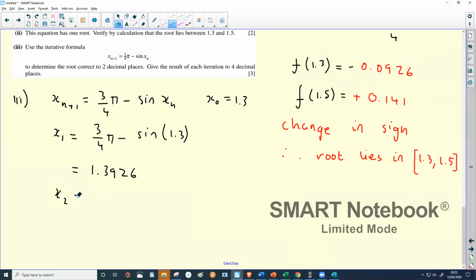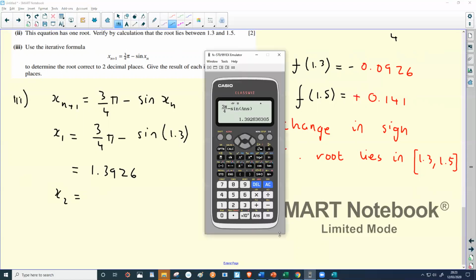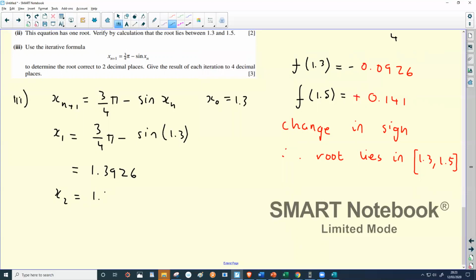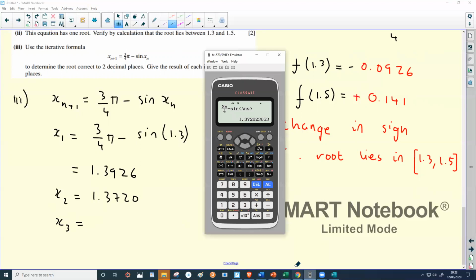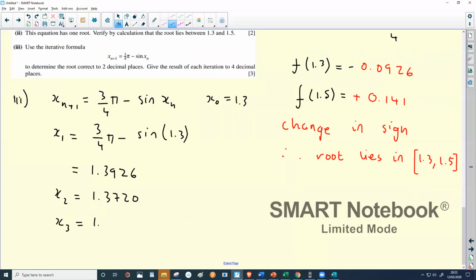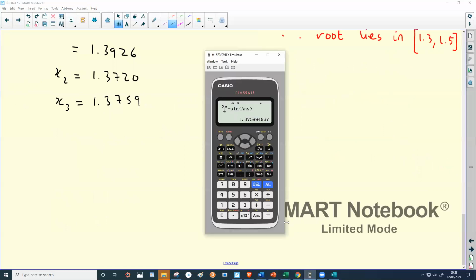And then x2 is going to equal 1.3720. So we can see that it is converging to something. It's not going completely off track. x3 is 1.3759. So to 2 decimal places, the last 2 answers are still not the same. So I'm going to continue going once more, probably.